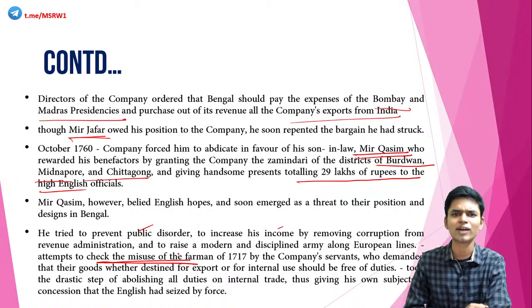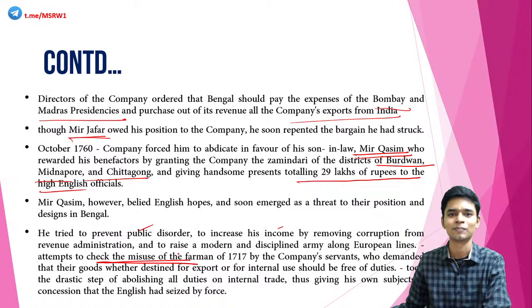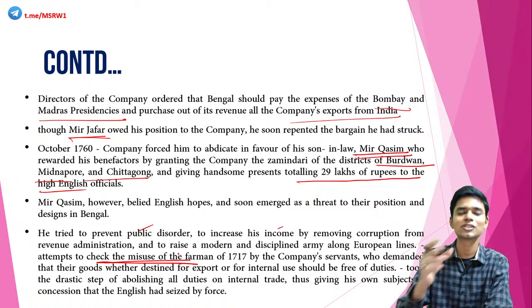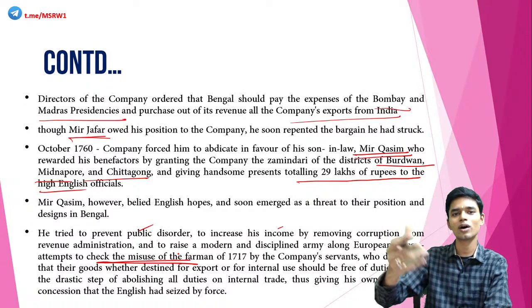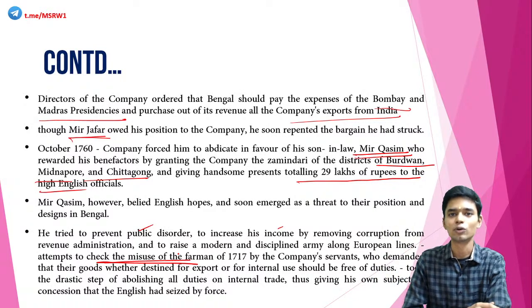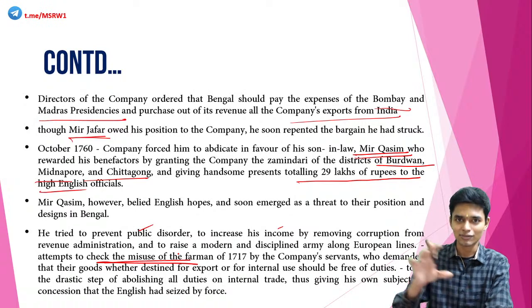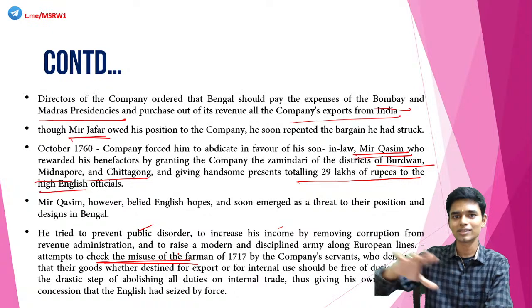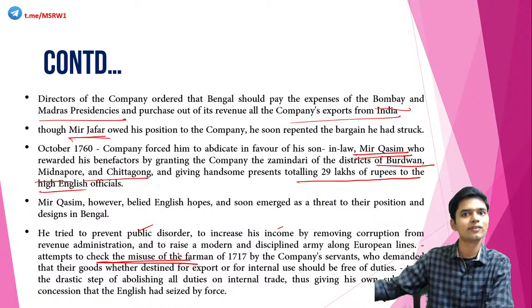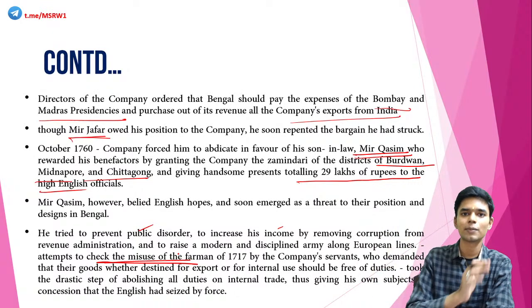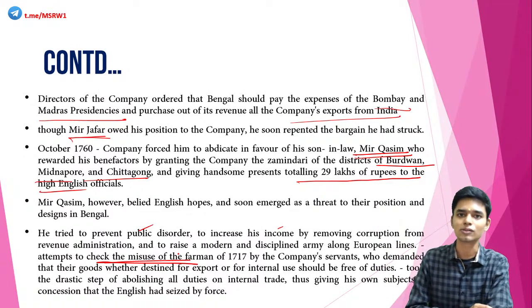They did not like this. Why? Because it is hindering their trade. If the misuse of dastaks is stopped, then it is the company's officials who are going to lose. Okay, it was the East India Company who was making profit out of all these things, and if all these things are stopped, they only will lose. So the company was becoming angry about the way Mir Qasim was ruling.